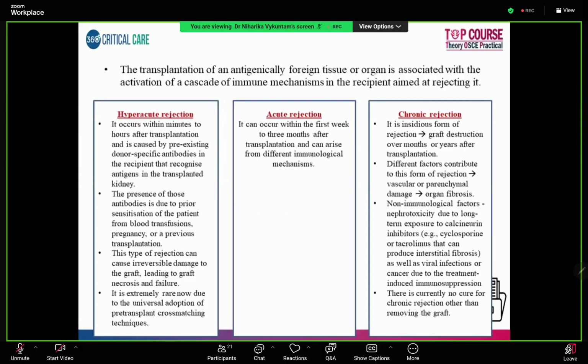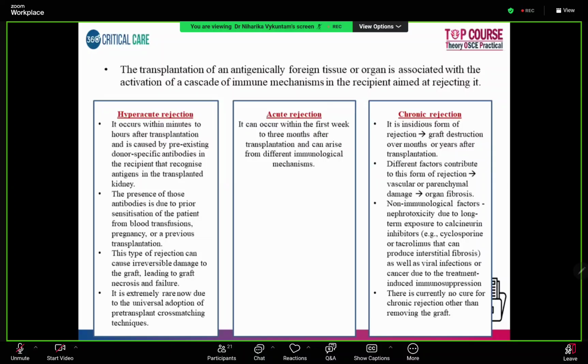So as I told, the transplantation of antigenically foreign tissue or organ is associated with activation of a cascade of immune mechanisms in the recipient, which are aimed at rejecting the organ or the tissue. So there are three types of rejection. One is hyperacute rejection, acute rejection, and chronic rejection. Hyperacute rejection occurs within minutes to hours after transplantation, and it is caused by donor specific antibodies in the recipients, which recognize those antigens in the transplanted kidney.